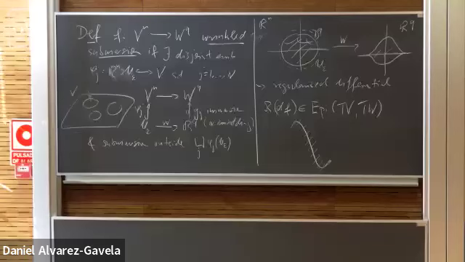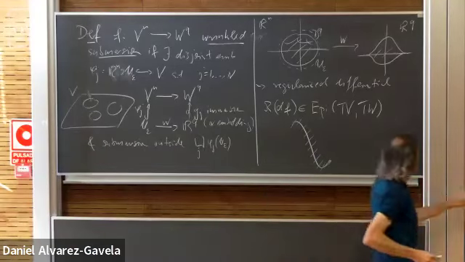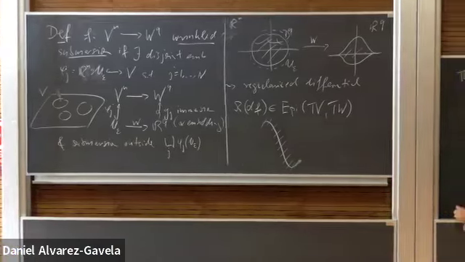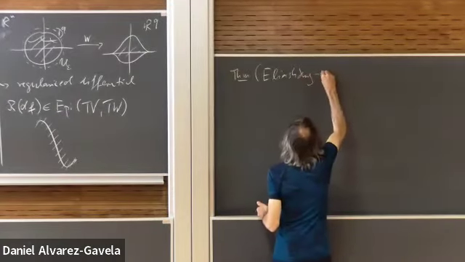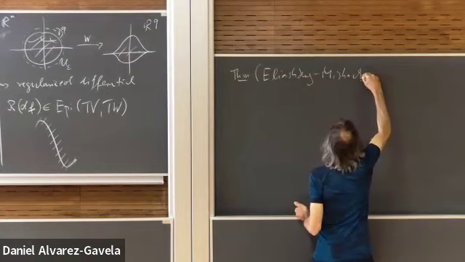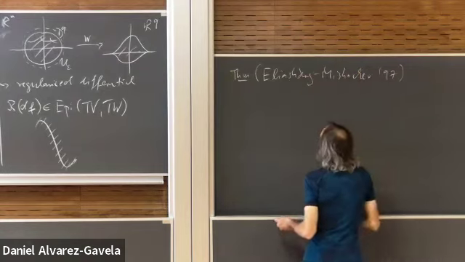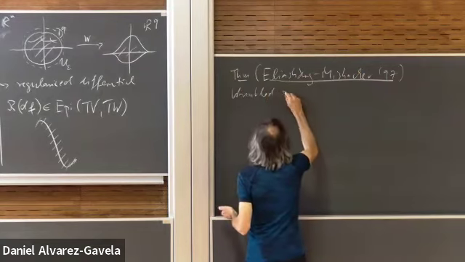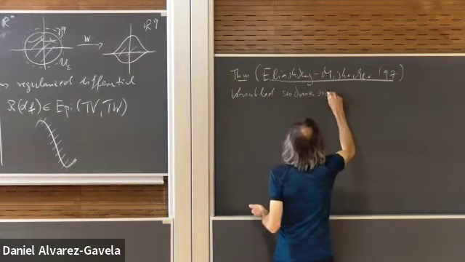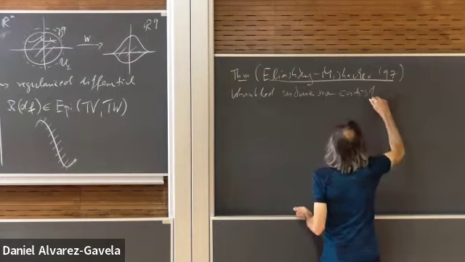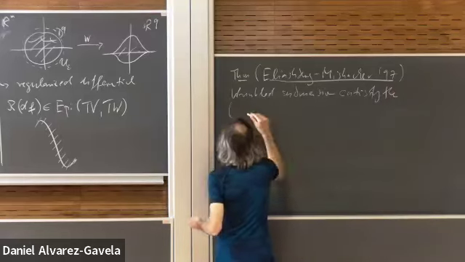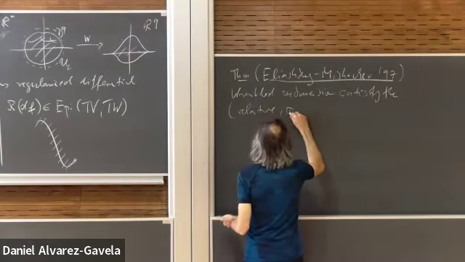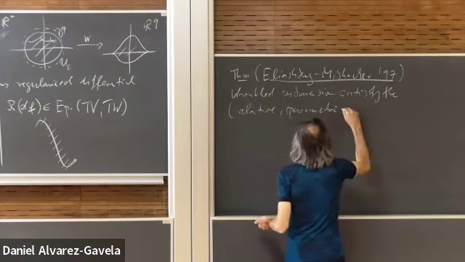Okay. Now I'm ready. This is Eliashberg–Mishachev, 27: wrinkled submersions satisfy the full H principle. That means the relative parametric H principle.